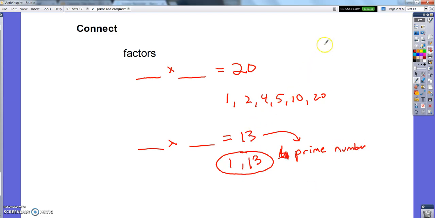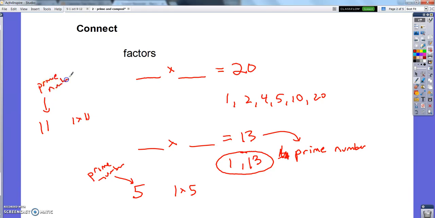Some other easy examples are like 5. The only two factors of 5 are 1 times 5. So 5 is a prime number. 11 is also a prime number. I can only do 1 times 11. So 11 is a prime number. Only has two factors. 20 has way more than two factors.